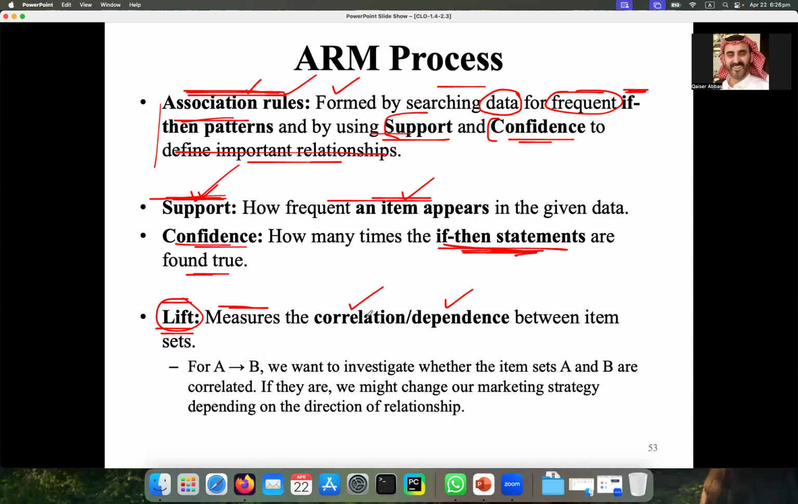And this dependency also means correlation, which is mentioned here. If A implies B is true, it means that A and B are correlated. If you find in your data that things are correlated, and you have found enough evidence of that, then you can make decisions for your business, increase the stock of those two things, and have more sales. That is what is mentioned here.